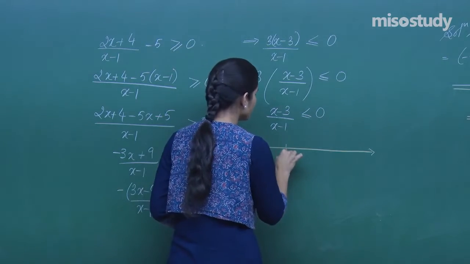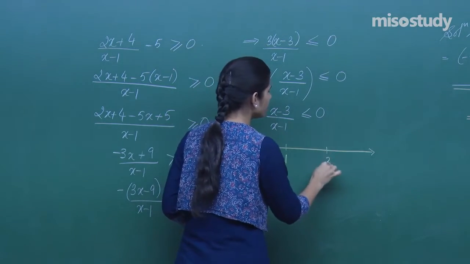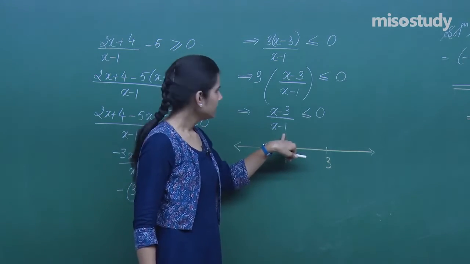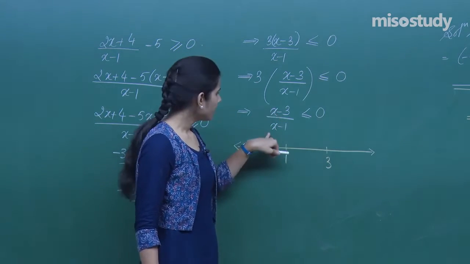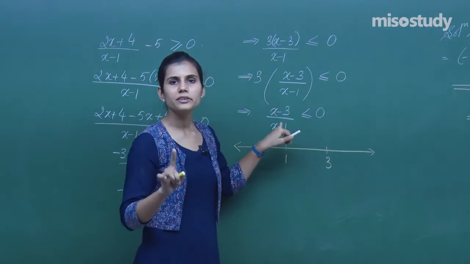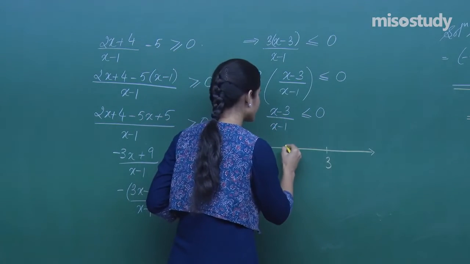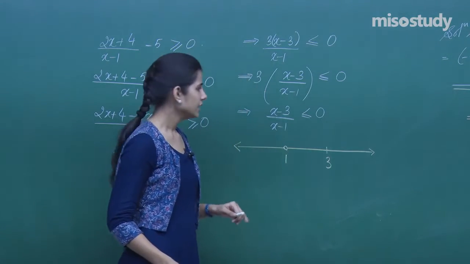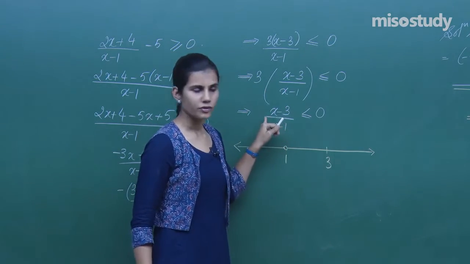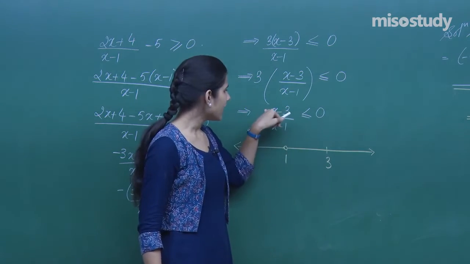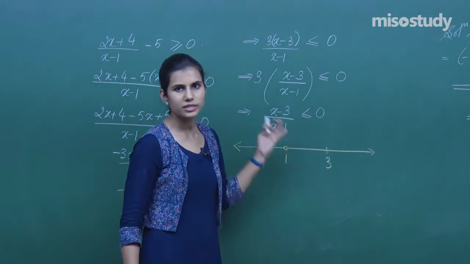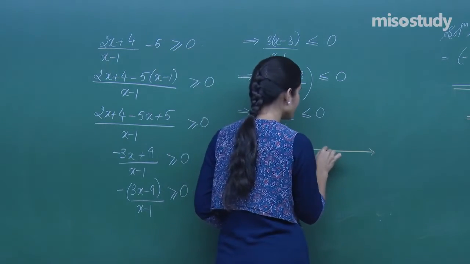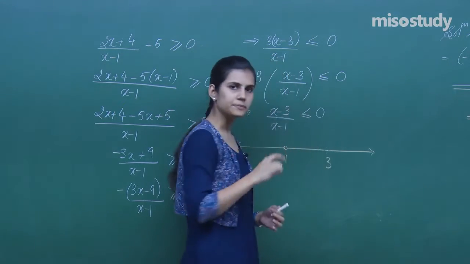x minus 1 equals 0 gives me 1, x minus 3 equals 0 gives me 3. If I put x equals 1, numerator will be minus 2, denominator will be 0, this quantity will not be a real number and therefore I cannot take x equals 1. x equals 1 is not a solution. It is not giving me a real number as the answer over here. If I take x equals 3, I get 0 upon 2, which is 0, and I want x for which this expression is 0, so 3 is definitely going to be taken.